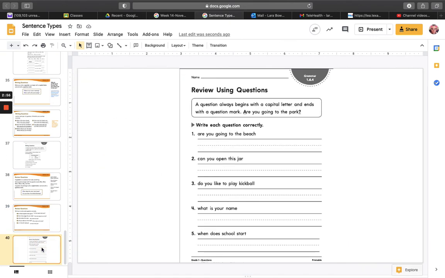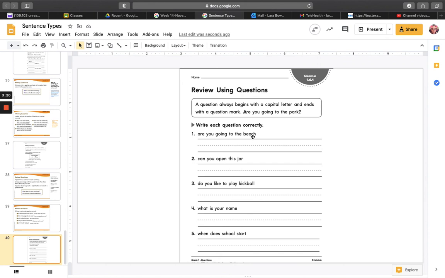So here's your assignment. Review using questions. Remember, a question always begins with a capital letter and ends with a question mark. Are you going to the park? And our directions ask us to write each question correctly. So I want you to correctly write these sentences.